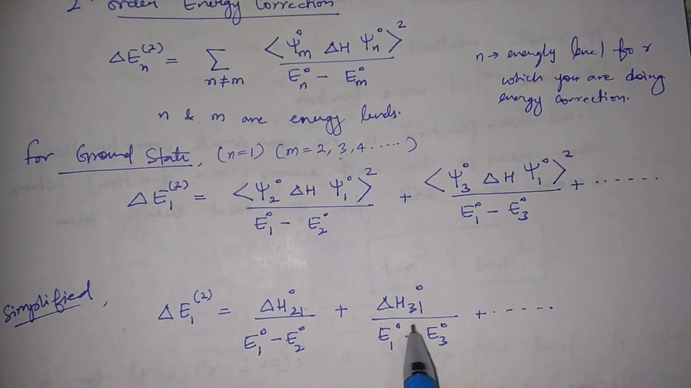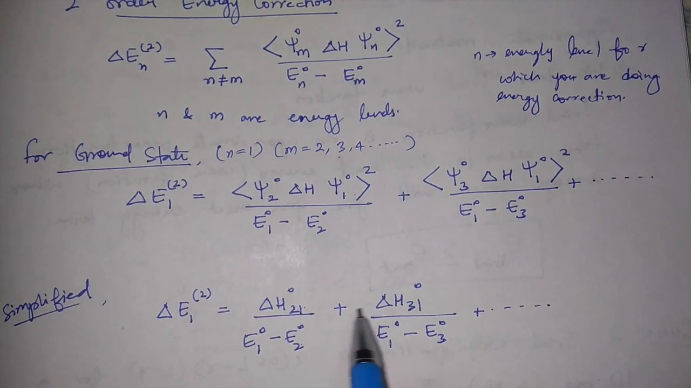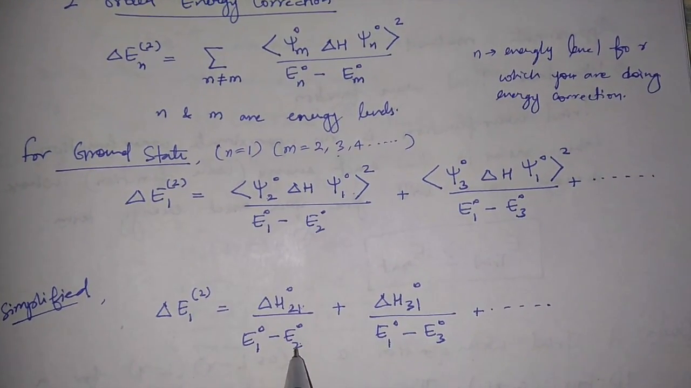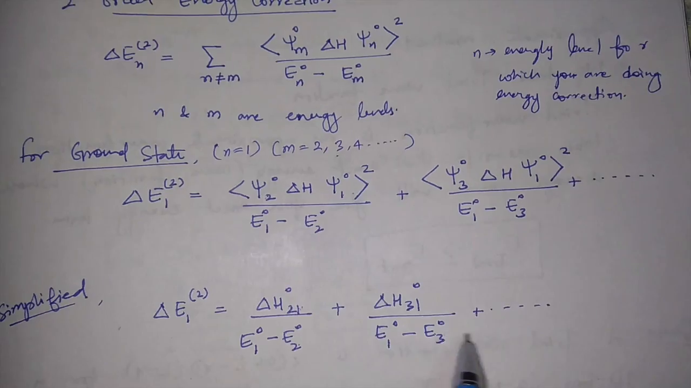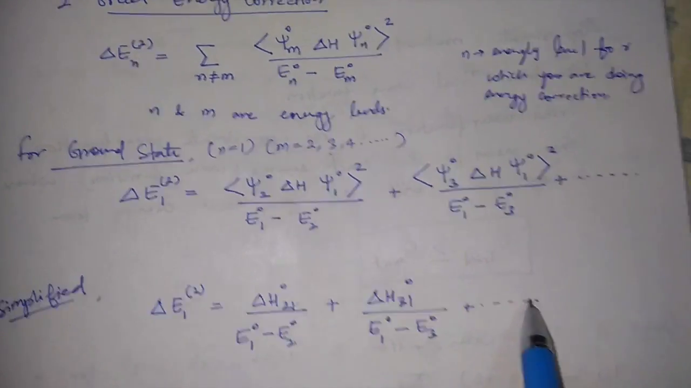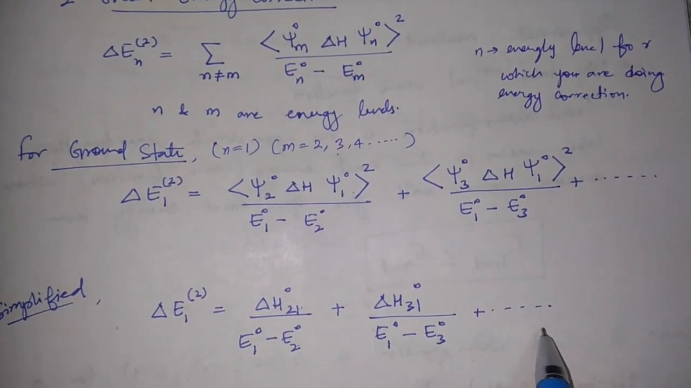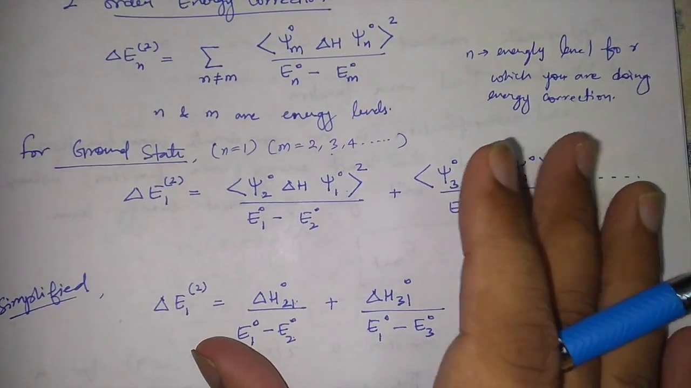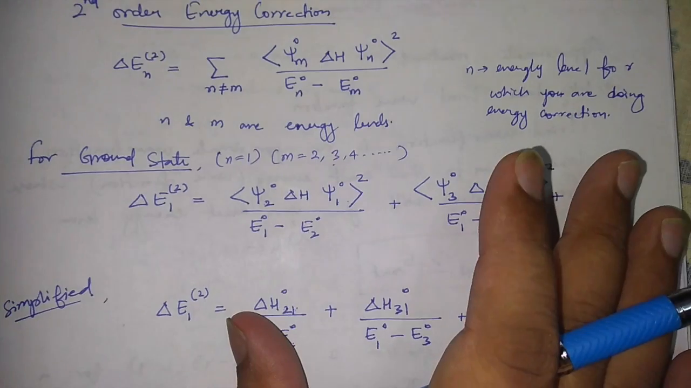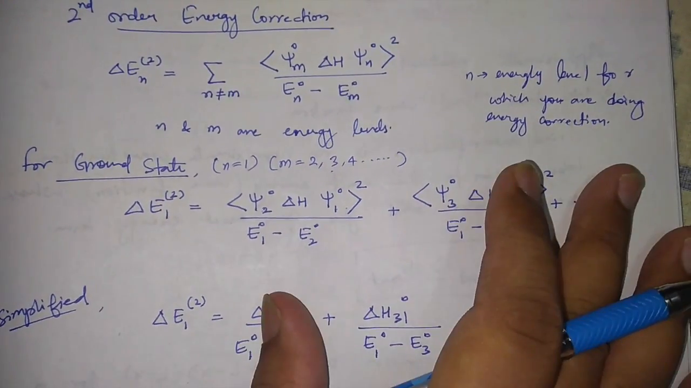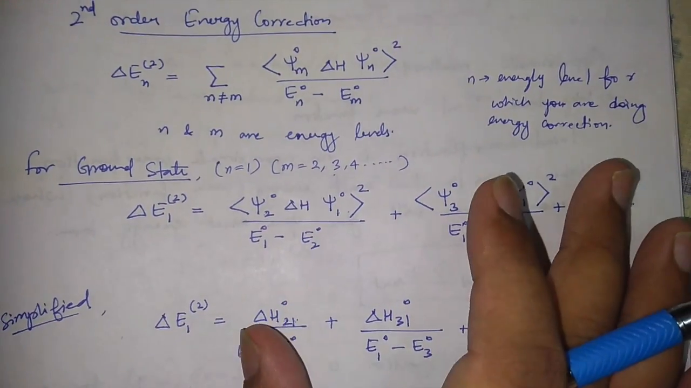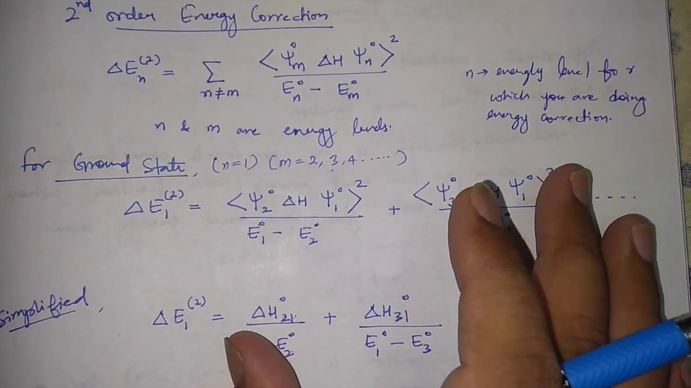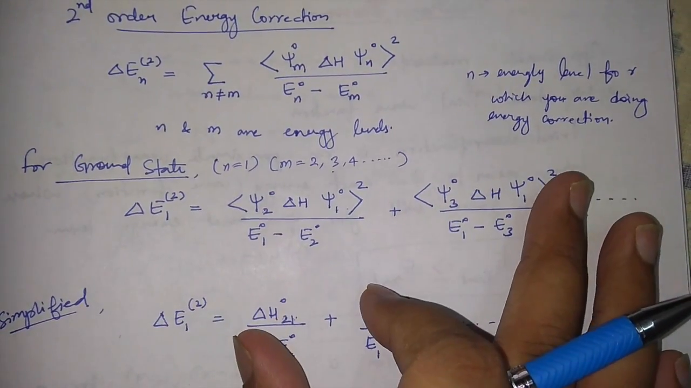Then you have H31 divided by E1 minus E3. Remember, if it is 2 1, so 1 minus 2. If it is 3 1, then 1 minus 3. The next one will be delta H41 and E1 minus E4. So like that it will be. Understood? So this is the only thing which you need to know about your second order energy correction. That's all for the simplest explanation of this second order energy correction.